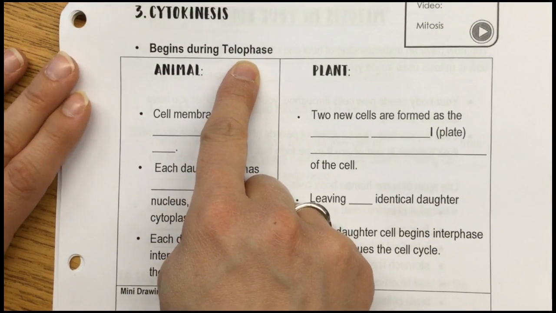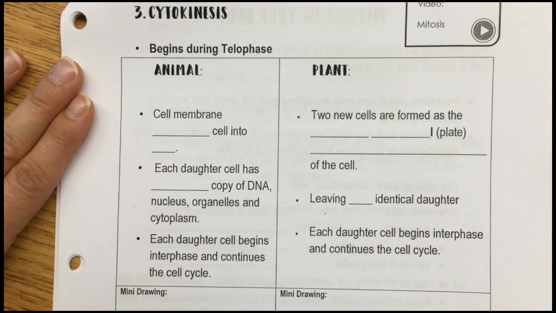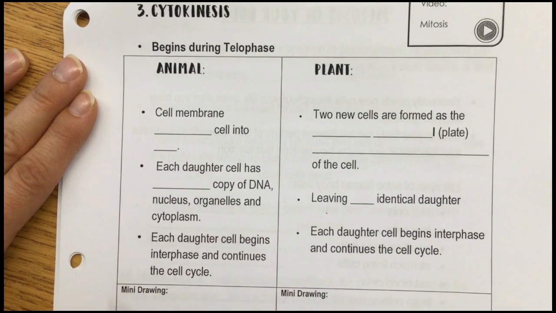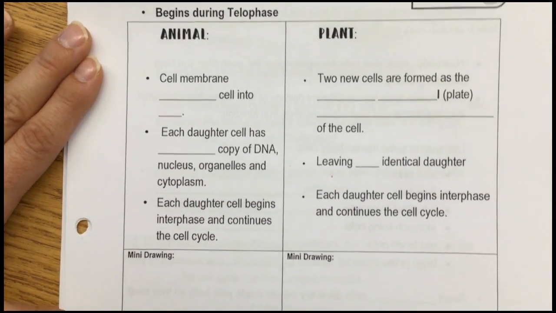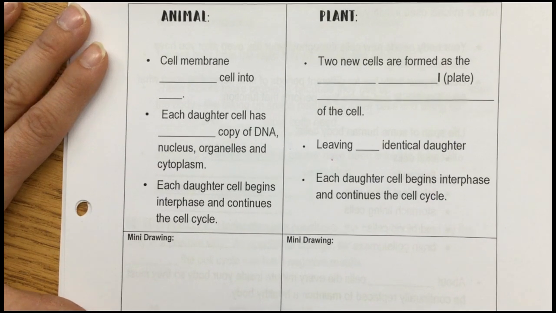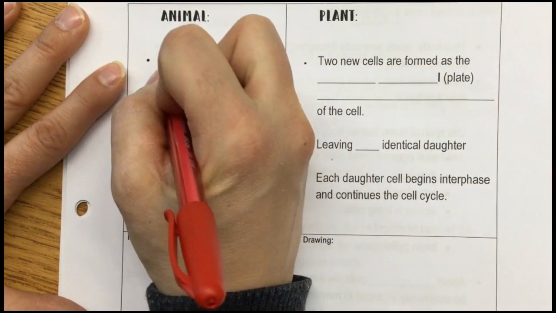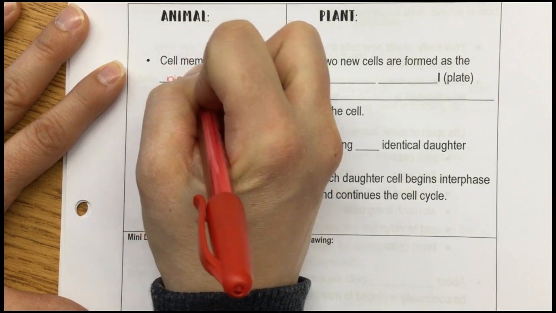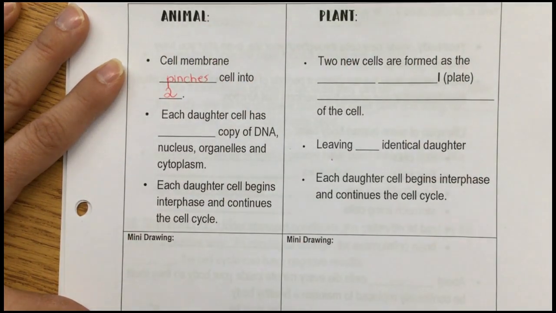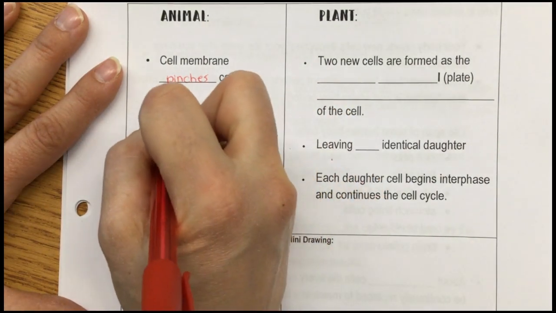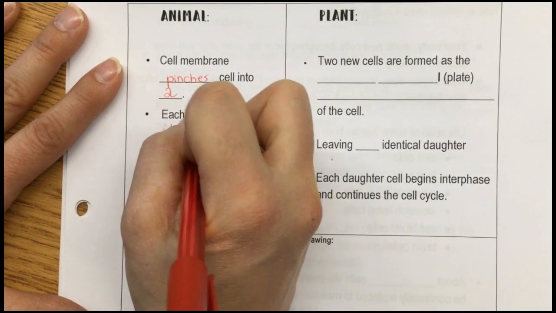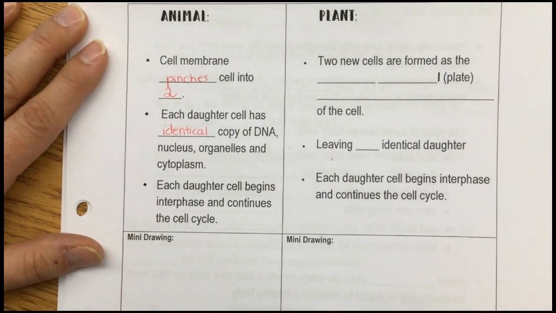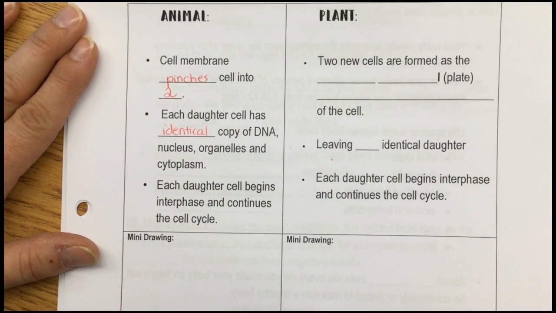Okay, so far what we have been drawing is an animal cell. That's the same kind of cells that are in you and me. And in an animal cell, the cell membrane pinches into two. Okay, each daughter cell has identical copies of DNA, nucleus, organelles, and the cytoplasm. And each daughter cell begins interphase and continues the cell cycle.